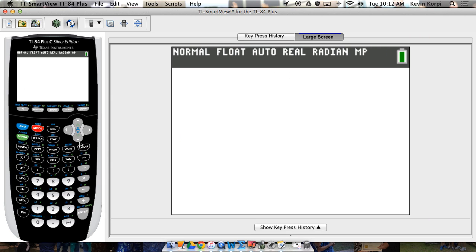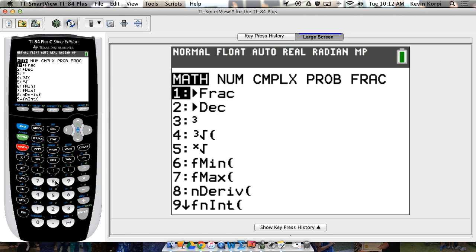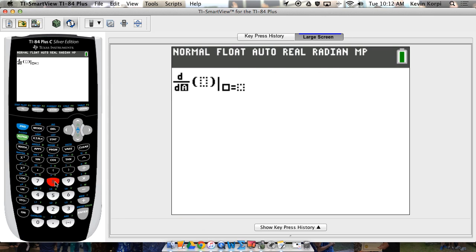So there's two ways to do it. Let's go from the home screen. Most of the time, we're going to be doing things on the home screen. To find the derivative at 4 from the home screen, you can hit Math and then select menu option 8. Math option 8 is nDeriv. That's one way to get it. I like that. And then you should get this Leibniz notation showing up. That's the derivative with respect to some variable of some function evaluated at that variable at some value.